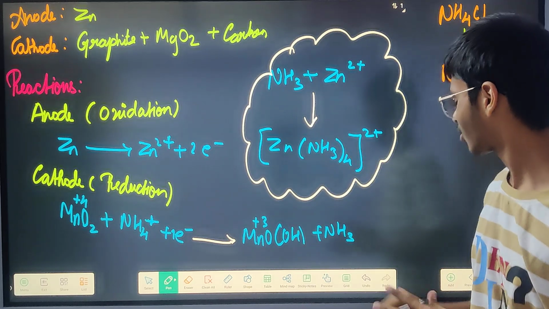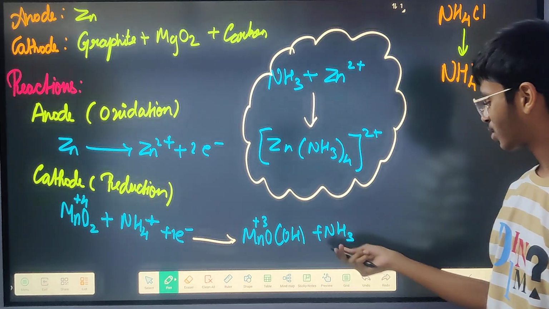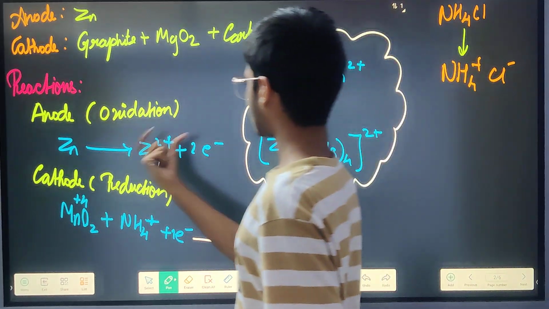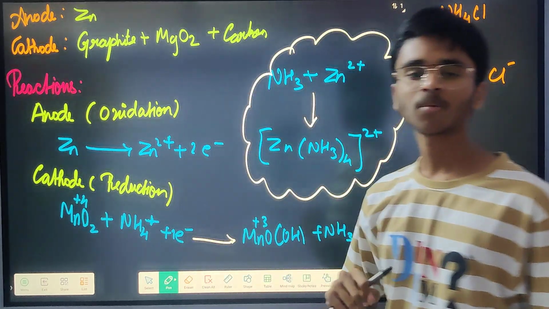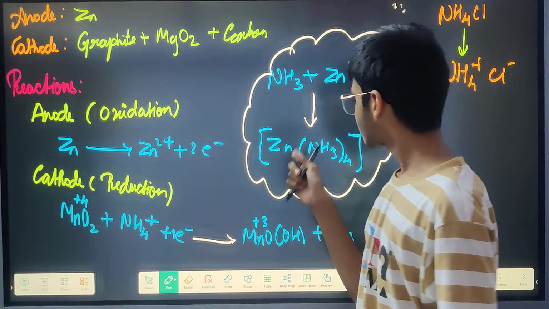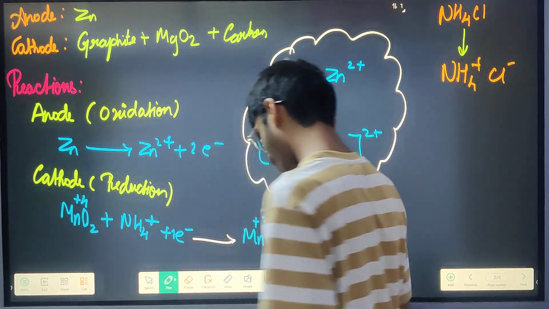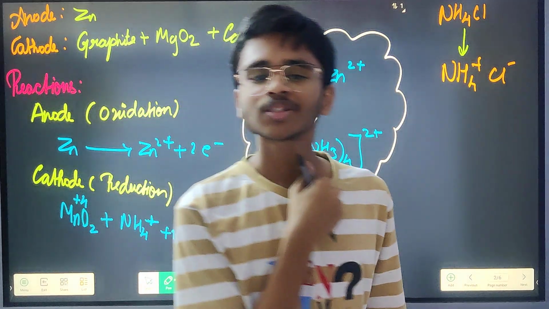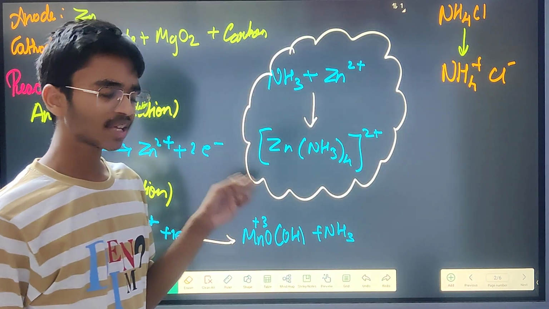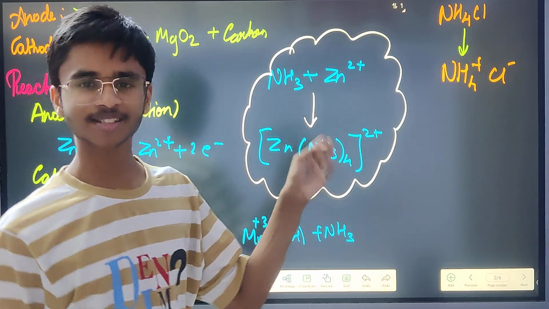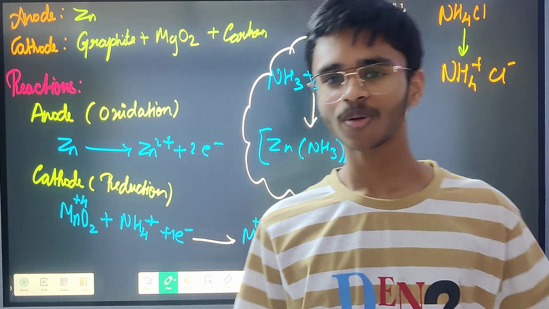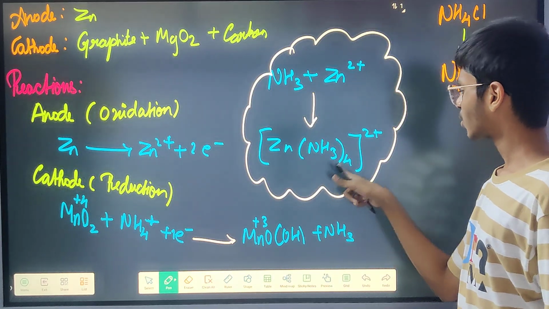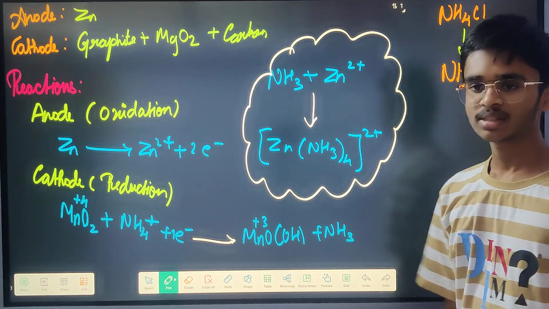Sorry, I didn't notice this NH3 when I wrote it. The NH3 and Zn2+ combine to form this complex. What is the name? They haven't given the name in the NCERT, so even I don't know; I didn't research the name. So this one will be formed: Zn open bracket NH3 close bracket into 4, with 2+.